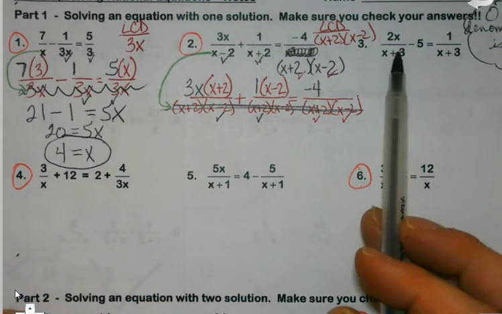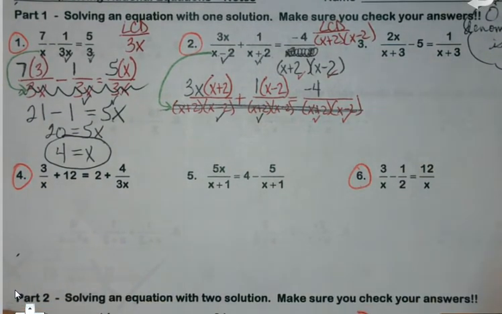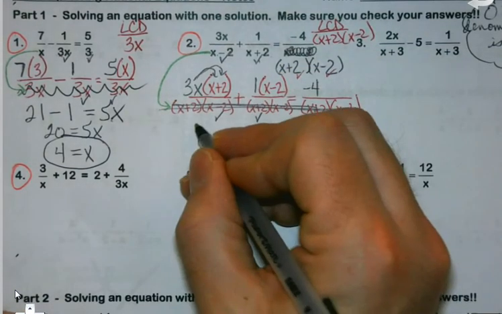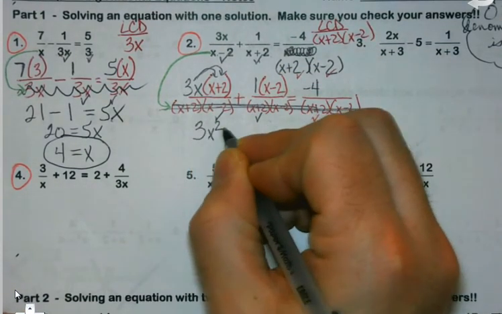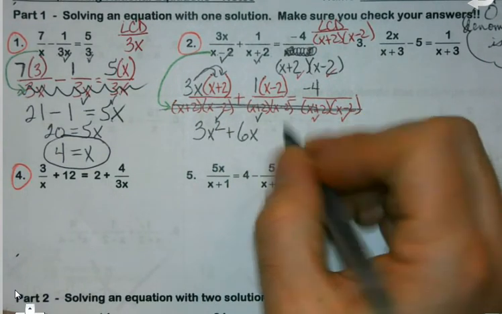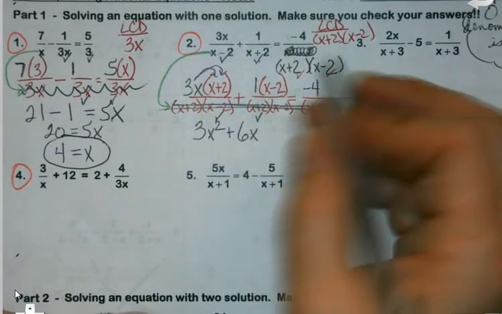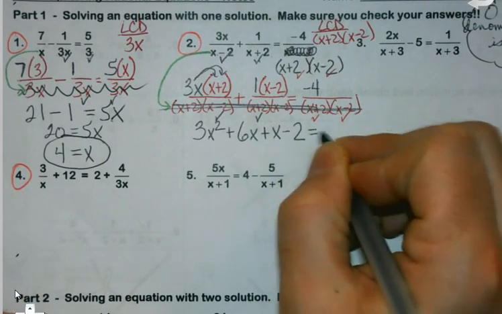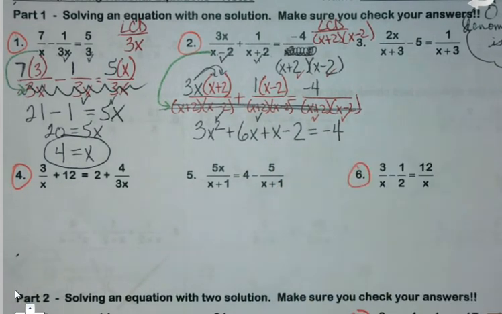And since we're not going to be doing example 3, if you want to start working into this area, you can. So we'll do a little distributing here. So we've got 3x squared plus 6x. And then here that 1 doesn't do a whole lot for me. Plus x minus 2 equals negative 4.